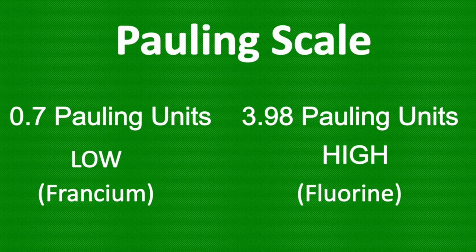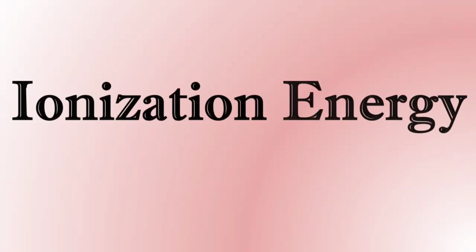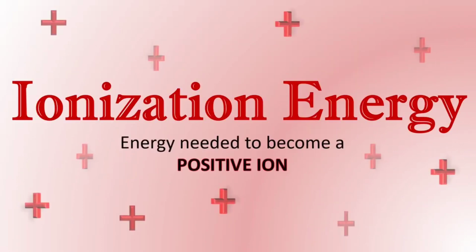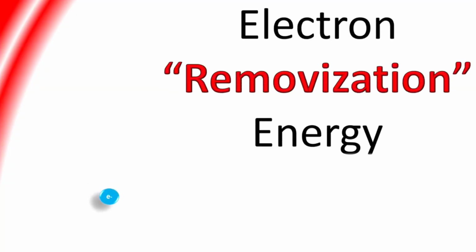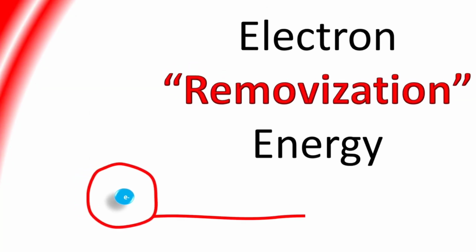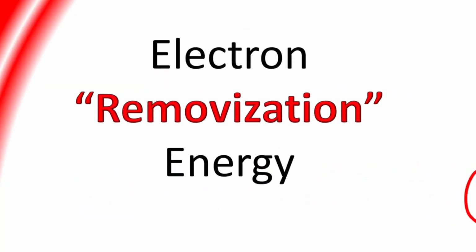Let's look at another property known as ionization energy. Ionization energy is the energy required to remove 1 mole of electrons from a gaseous atom. It's called the first ionization energy per se. So if you are removing the second electron after removing the first, it's called the second ionization energy. We remember ionization energy using the words electron removization energy. It just helps you remember that it actually involves removing electrons.